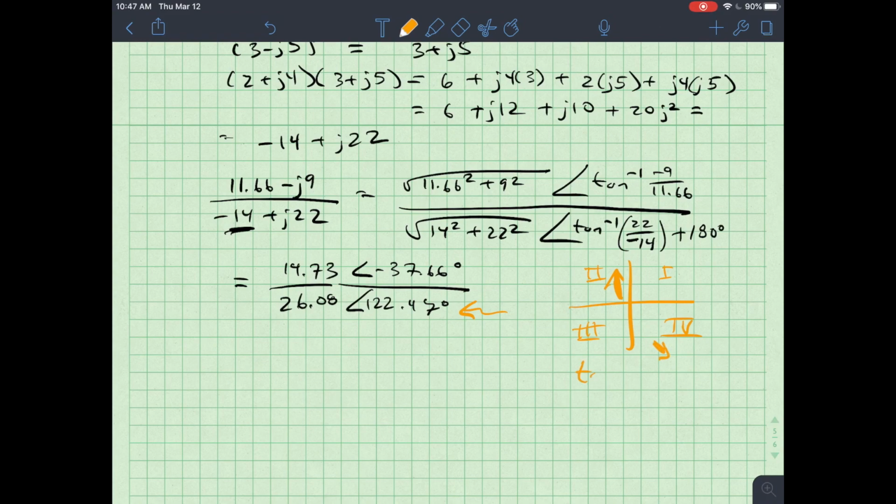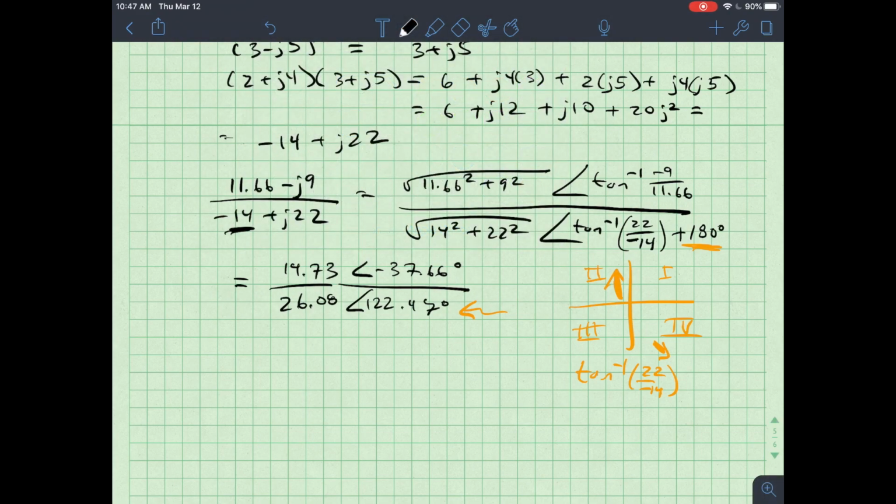If I just take the inverse tangent of 22 over negative 14, that has no way of knowing if that argument is negative from the numerator or the denominator. And so since it's negative, it pops up in quadrant 4, so I have to add this 180 degrees to it to get this answer.